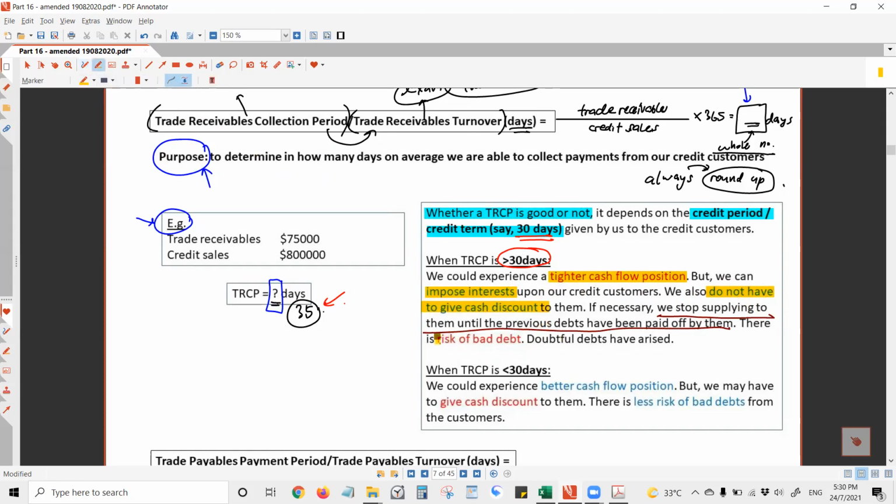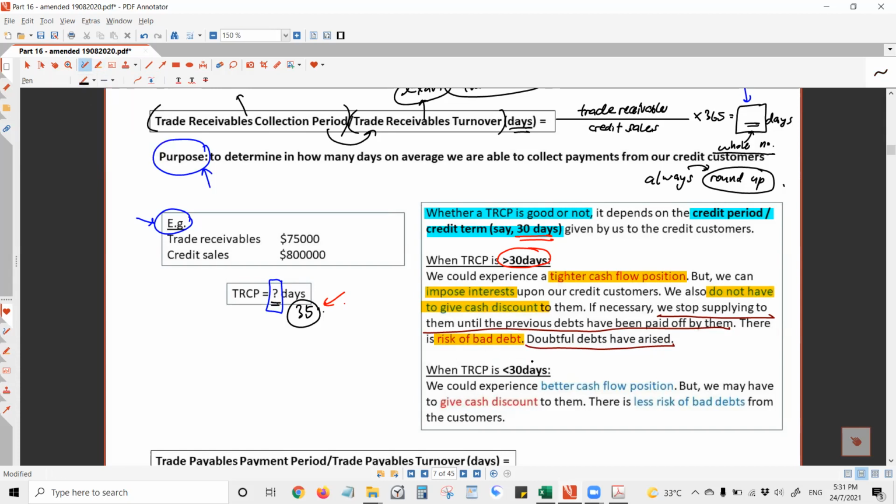And there's risk of bad debt. There is risk of bad debt, because the longer the customers owe to us, there is a higher risk of bad debt. Then doubtful debt may also arise. So once again, it depends on what the questions want you to comment with. Accordingly, you give the answers that they want. Later we look at the questions.